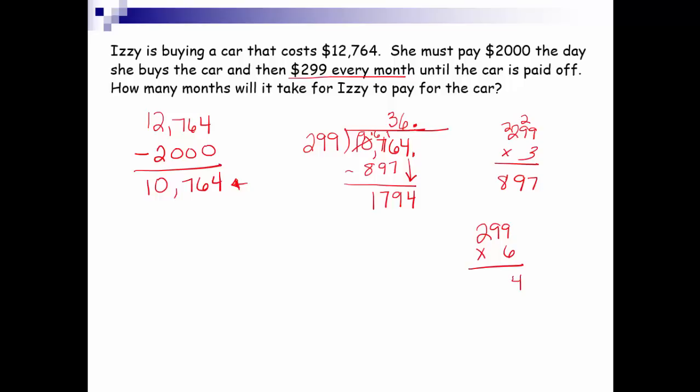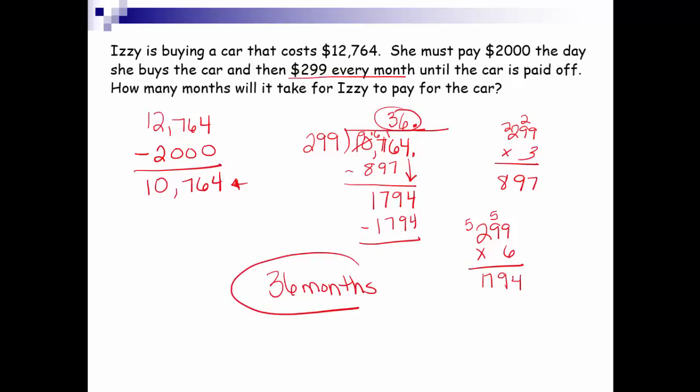9 times 6 is 54. 6 times 9 is 54, and 5 is 59. 6 times 2 is 12, and 5 is 17. So it did work. So 1,794, subtract off. What that tells me is it will take 36 months for her to pay off the car. She must have taken it out for a 3-year loan.